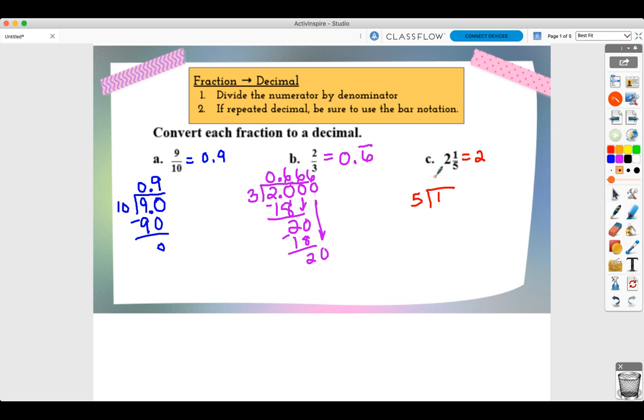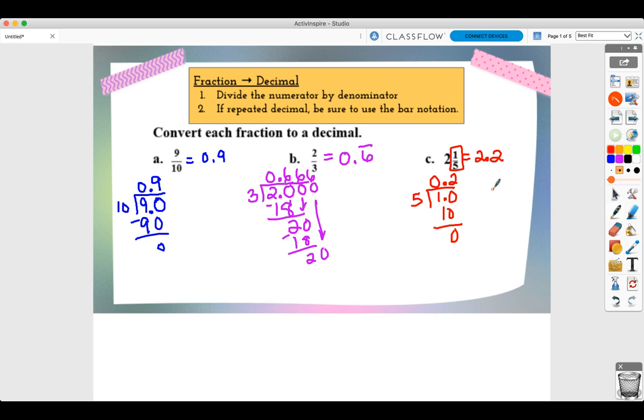5 goes into 1 0 times, and we know this. It's going to be a decimal less than 1. Decimal here, decimal there, and then add a 0. 5 goes into 10 2 times. 5 times 2 is 10, 0. So this is replacing that. So it's going to be 2.2.